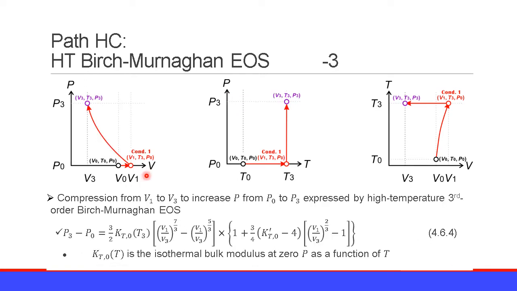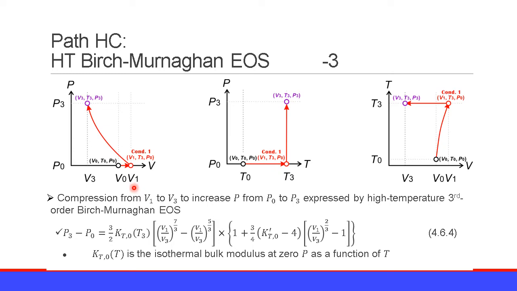In the next step, we decrease volume from V1 to V3. Then pressure increases from P0 to P3. We express this path using the third order Boltzmann equation of state in the usual case. So P3 is equal to 3 over 2 times KT0 at temperature T3 times 7 over 3 power of V1 over V3.